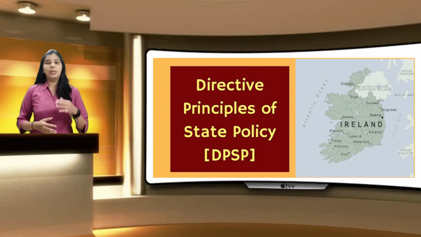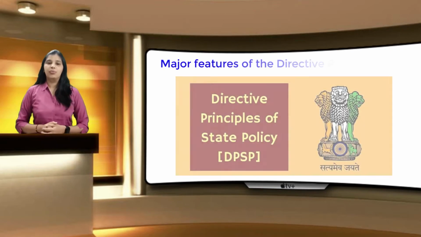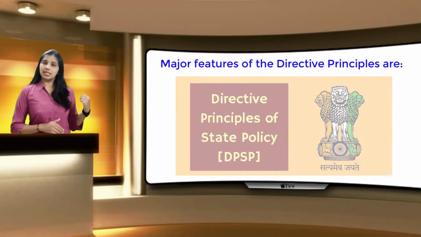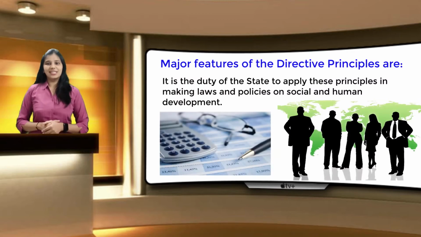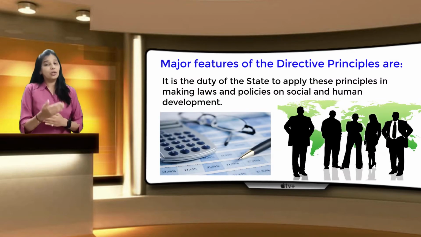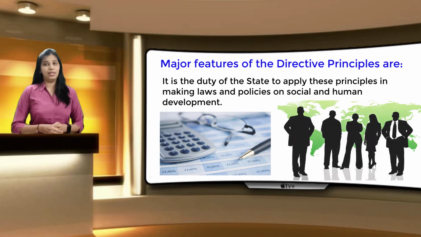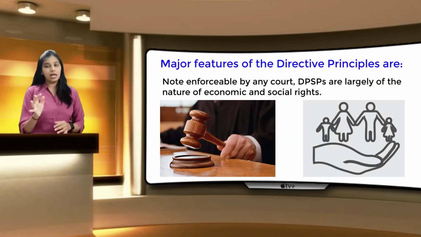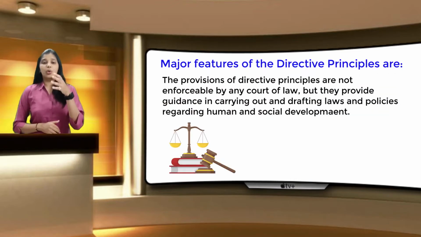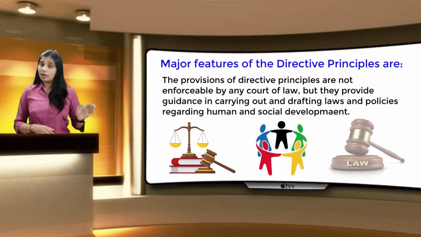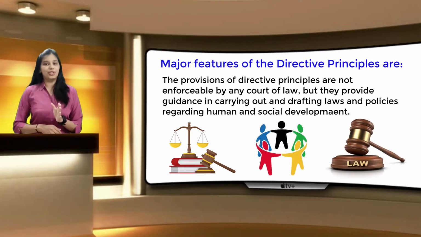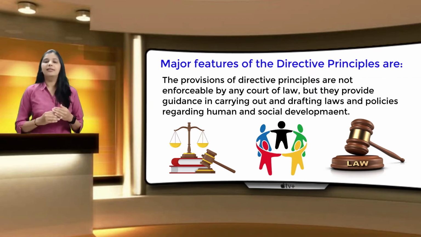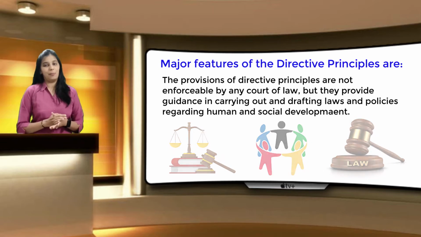Now we move forward with the major features of directive principles. What are the features? You can see on the screen. It is the duty of the state to apply these principles in making laws and policies on social and human development. Second, they are not enforceable by any court. DPSPs are largely of the nature of economic and social rights. Thirdly, the provisions of the directive principles are not enforceable by any court of law, but they provide guidance in drafting laws and policies regarding human and social development.